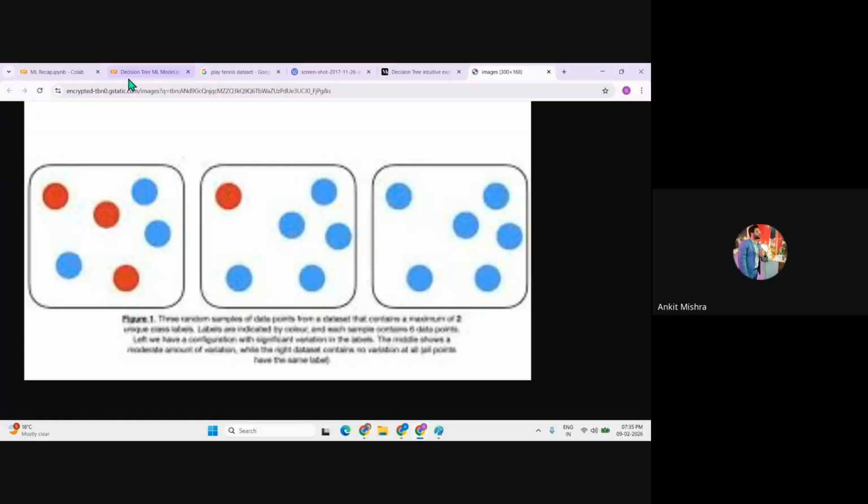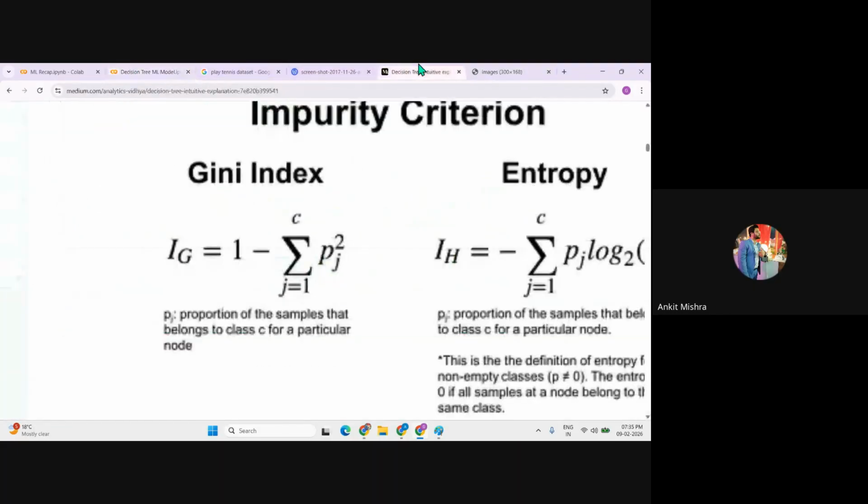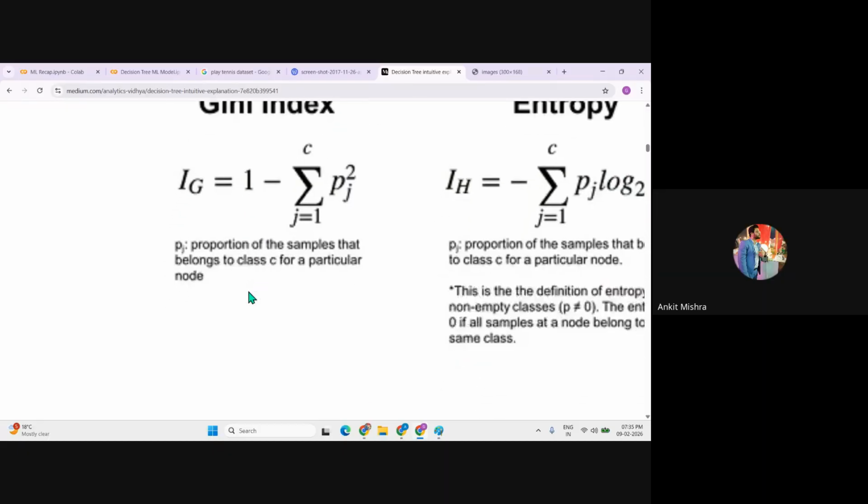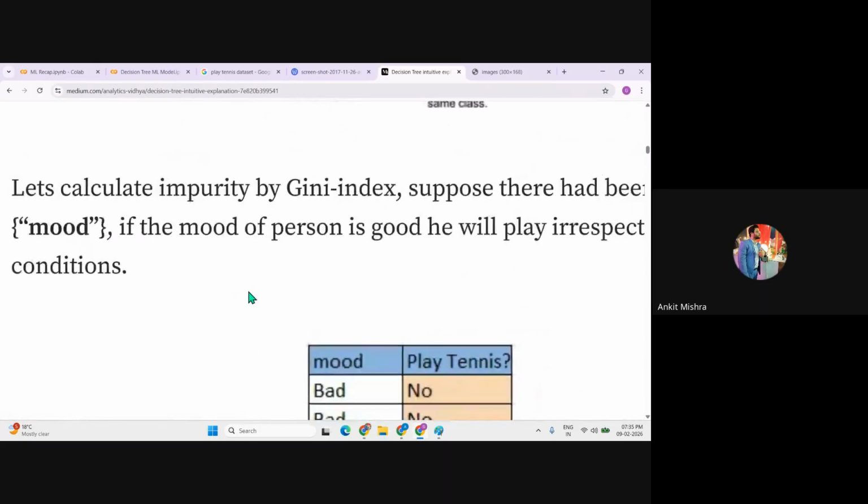So we need to calculate the Gini index based on the formula, and the formula is 1 minus the sum of the probability of each class squared, right? So you check the probability of the corresponding value, square it, and subtract it from 1. This is the mathematical formula of the Gini index. Now let's calculate the Gini index.